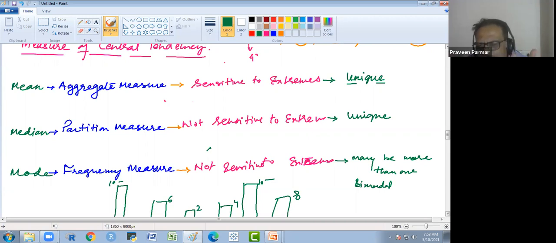It is not sensitive to extremes. It is always unique. Mode is a frequency measure. The highest frequency value is called the mode. Not sensitive to extremes. Maybe more than one. Okay, so this is all about the measure of central tendency.